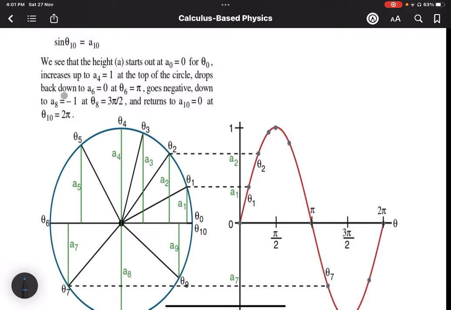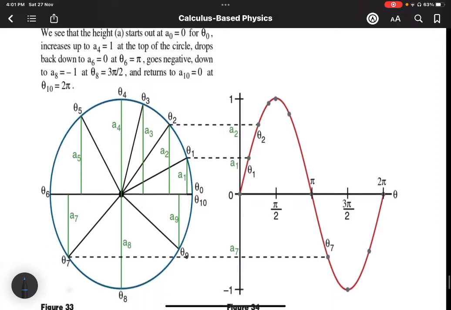No? Drops back down to A6 which is 0. Ito yon, angle 6. 0 si angle 6 kasi ayun, naka-flat siya dito. No? And then, magiging negative siya kay angle 7. Negative 1.